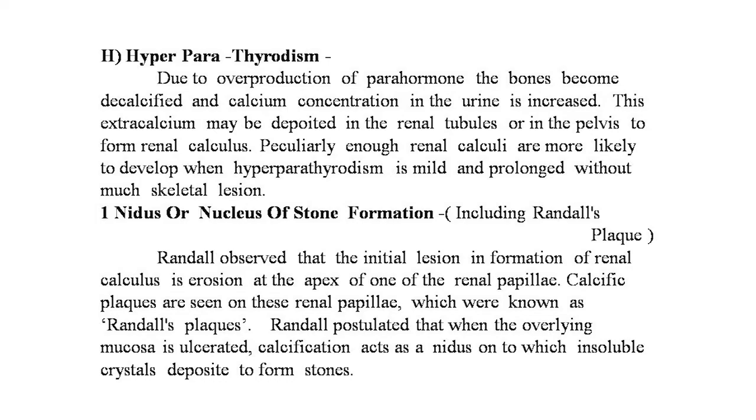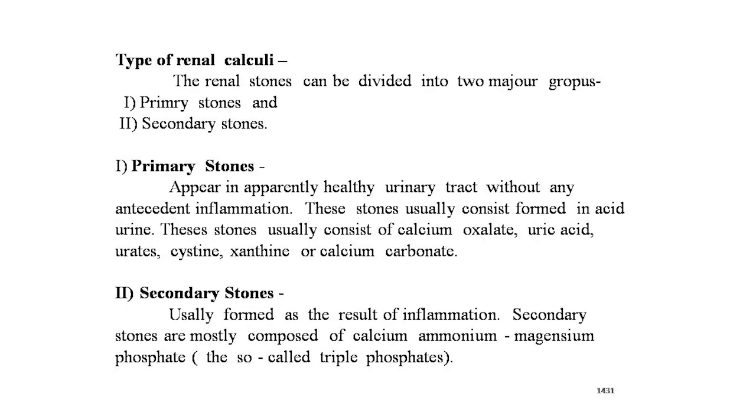Now, next point is the types of the renal stones. Basically, the renal stones can be divided into two major groups. First is the primary stones and second is the secondary stones. Primary stones are those which appear in an apparently healthy urinary tract without any antecedent inflammation. These stones are usually formed in acid urine. These stones usually consist of calcium oxalate, uric acid, urate, cystine, xanthine and calcium carbonate.